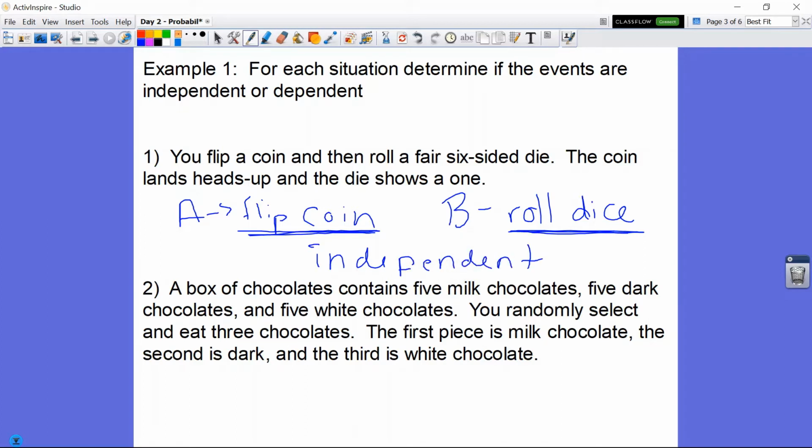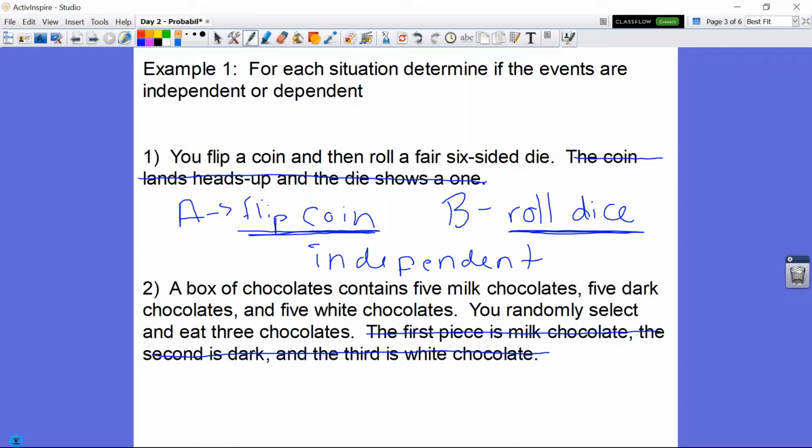Now, if we get into something a little bit different, where it's not two different tasks that we're completing. A box of chocolates contains 5 milk chocolates, 5 dark chocolates, and 5 white chocolates. You randomly select and eat 3 chocolates. The first piece is milk chocolate, the second is dark, and the third is white chocolate. This last part is just extra information. You don't really need this. Kind of like up here at the top, knowing what the final result was isn't super important. What we care about are our events of selecting a chocolate.